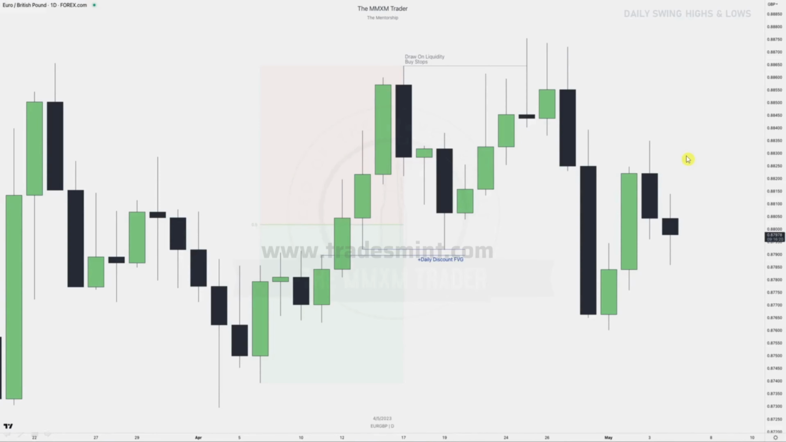Right, so over here we've got a Euro British Pound daily chart. Now think about that daily swing high or daily swing low again. We want to see that form at a key level. So over here we've got that swing low formed. Is it happening at a key level? Yes, it is, because we got that daily discount fair value gap. We've got this discount level and that fair value gap formed down here.